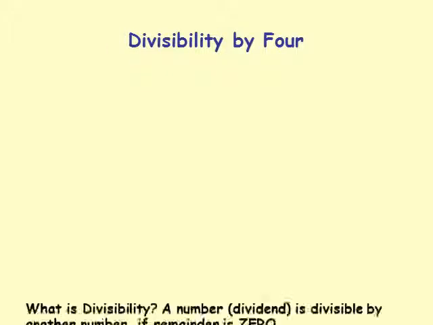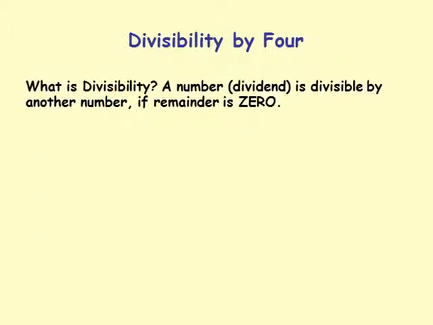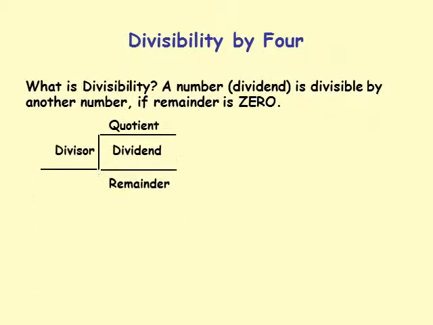I know we have discussed that before, and I just want to redo it in this video. So what's divisibility? A number is divisible by another number if the remainder is 0. So we are looking for a remainder of 0. Here's the basic problem setup for division. We divide a dividend by a divisor and we get a quotient and a remainder.